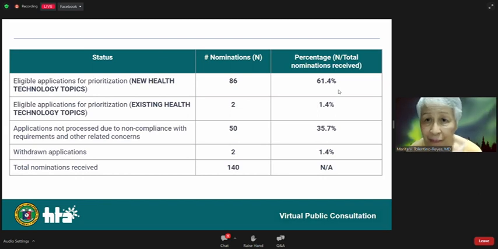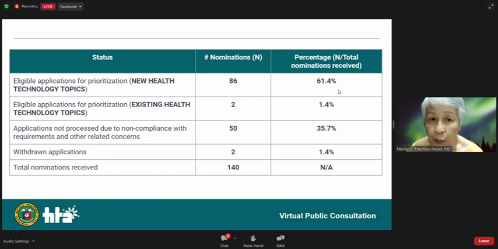Okay, now, let me give you a summary of how many nominations we received last May. We received a total of 140 nominations. Out of those 140, there were 2 applications that were withdrawn, and 50 applications were not processed because of non-compliance with requirements and other related concerns.